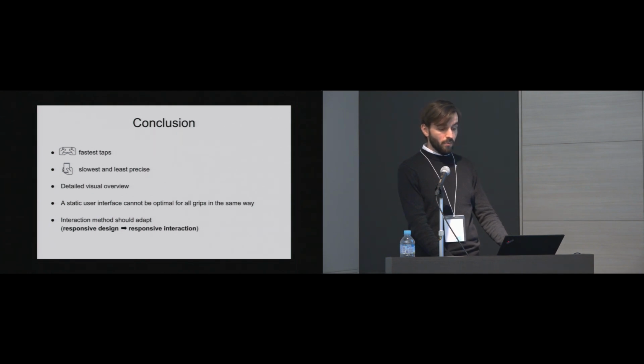To conclude, what we showed is that grips, as well as screen regions, as well as movement directions, belong to the context of the interaction. They influence performance, precision, and error rate. For example, taps are the fastest in two-handed thumb grip. For the one-handed thumb grip, taps are the slowest and least precise. And we also provided a detailed visual overview of all our results.